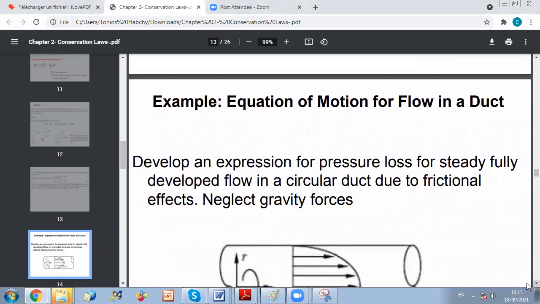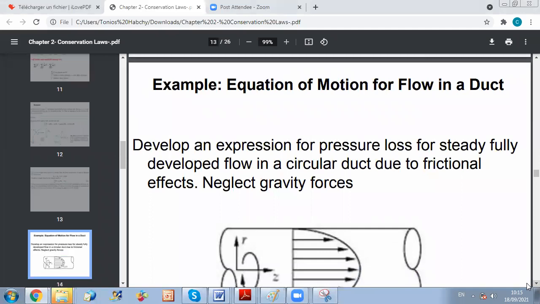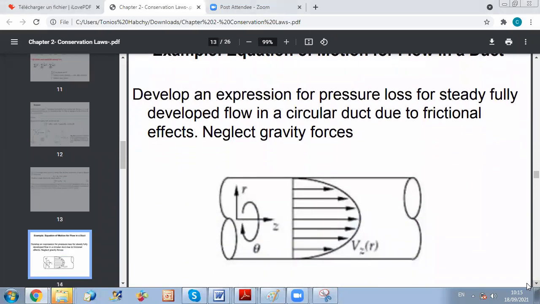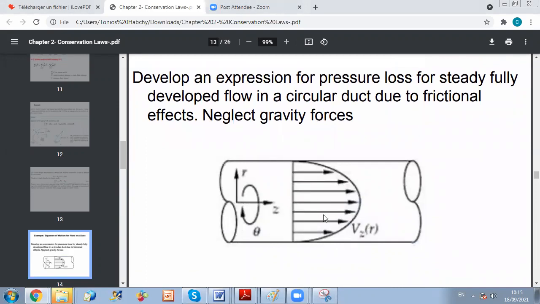Now, another important application for momentum is the equation of motion for flow in a duct. If I have a pipe and I am interested in the variation of pressure within this pipe, because whenever you design a piping network, you should know if you need a pump, and what should be the power of this pump, I should understand the factors affecting pressure loss through my system. As flow goes through a pipe, we'll have a pressure drop, a pressure loss, and we need to quantify this pressure loss to be able to design our piping system.